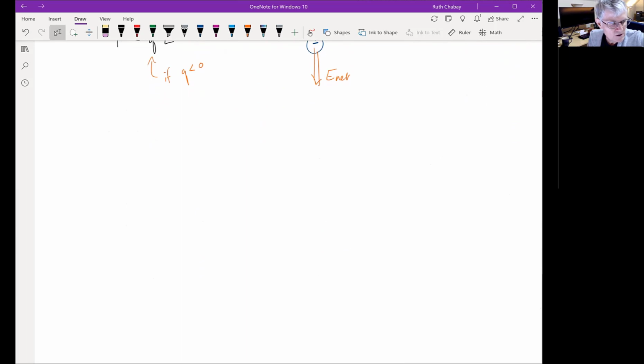Now there's another thing about conductors that seems plausible, but we can't actually prove it yet. And that's that for a conductor, excess charge always ends up on the surface.